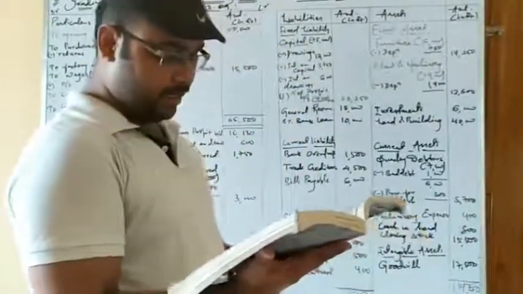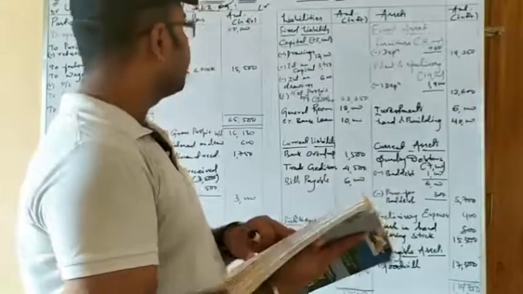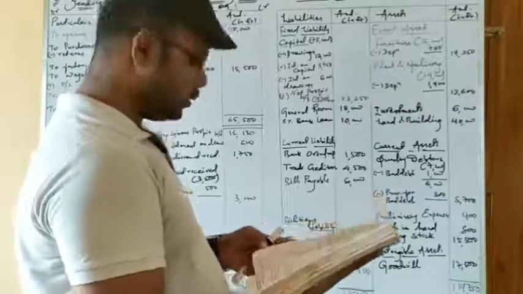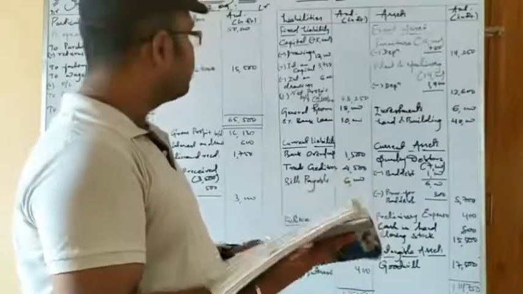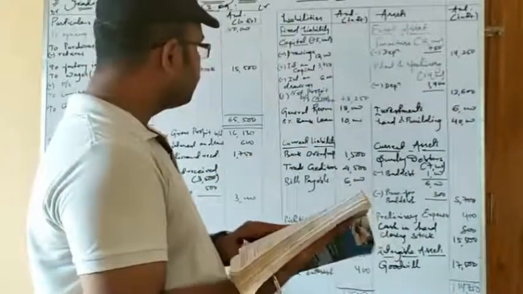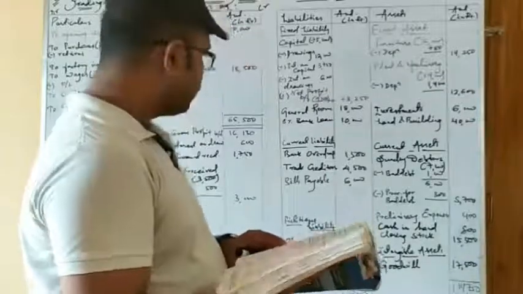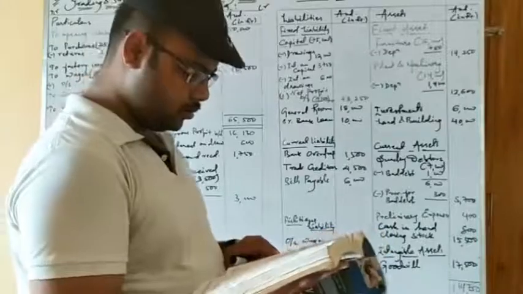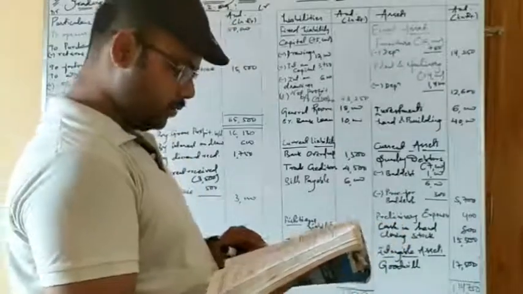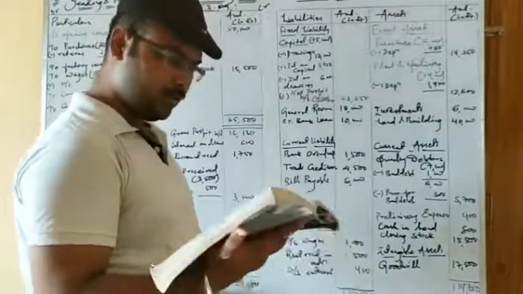Again we are not getting the correct answer, so let us check where we have made the mistake. Capital 75,000, then drawings 12,000, general reserve 18,000, bank loan 10,000, bank overdraft 1,500, creditors 4,500, discount received 1,560.